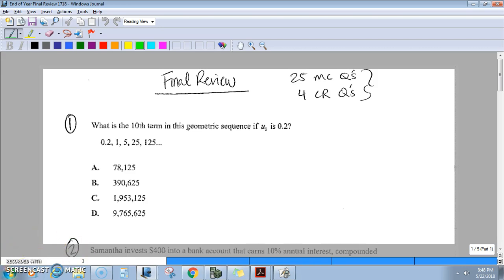So, what is the 10th term of this sequence that we are working with right here? Let me change my color here. What's the 10th term? Well, here is the first term, second term, third, fourth, fifth. So we're looking for 6th, 7th, 8th, 9th, 10th, right? So let's find the pattern.